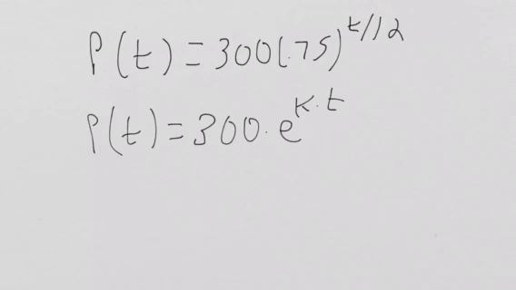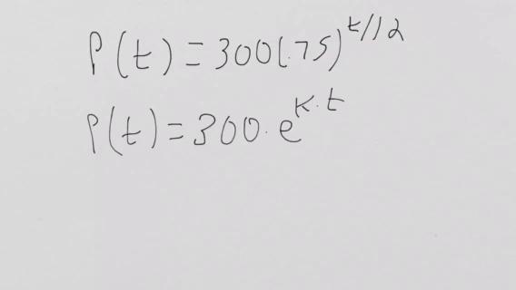What's happening here is we're dropping to 75% every 12 years. So dropping to 75% of what we were, or losing 25% every 12 years. If we plug in 12, it's 0.75 to the 12 divided by 12, which is 1. If we plug in 24, it's 0.75 to the 24 divided by 12, which is 2, meaning we're going to take 75% twice, 75% of what we had.